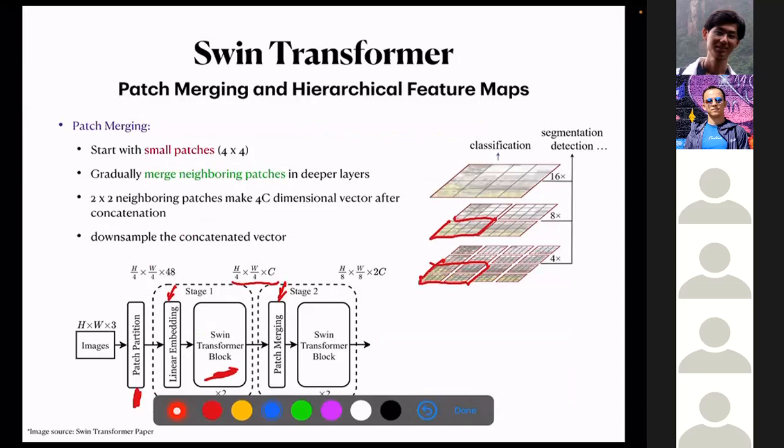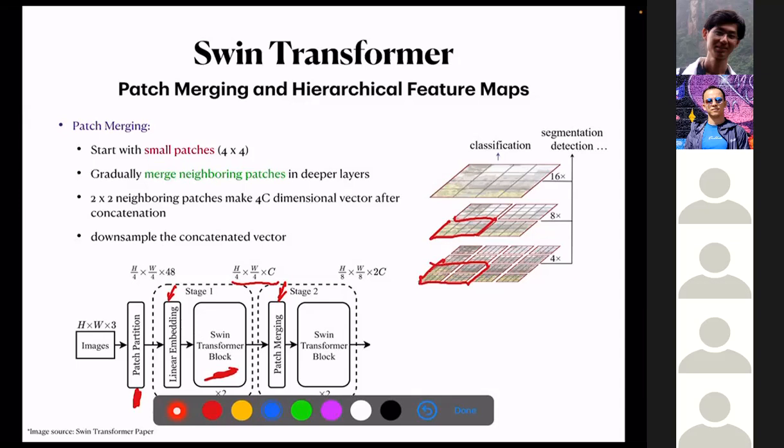Hey, Rofan, how do you compare this with convolution layer? Because convolution layer also has a hierarchical structure. Continuously pooling, in a similar way, you know. Yeah. Okay, let's keep going on.